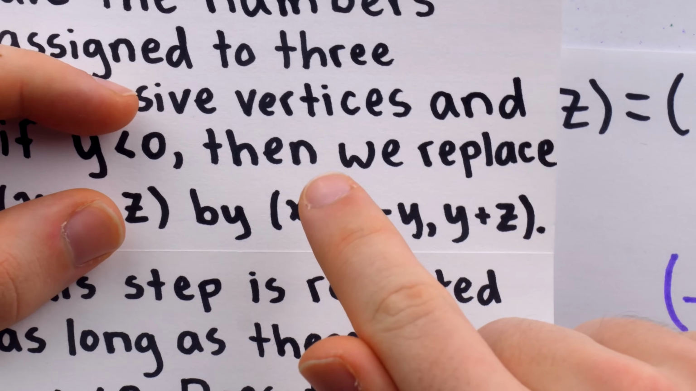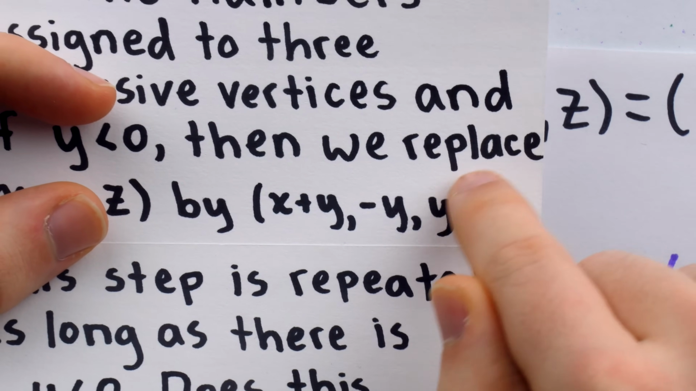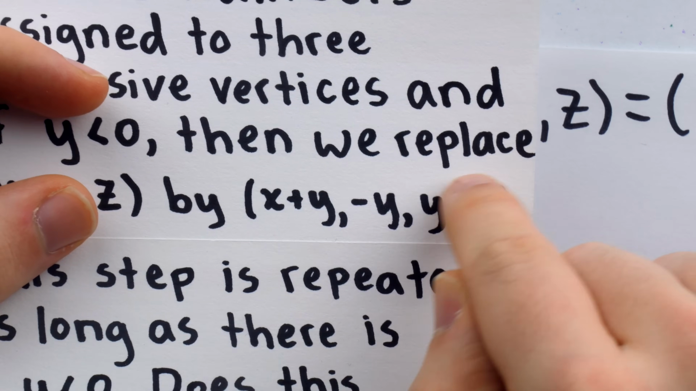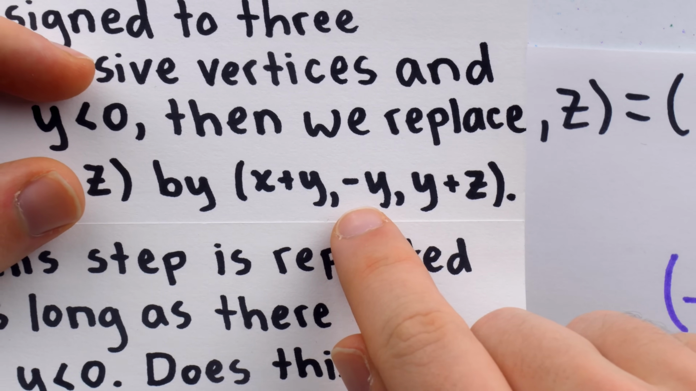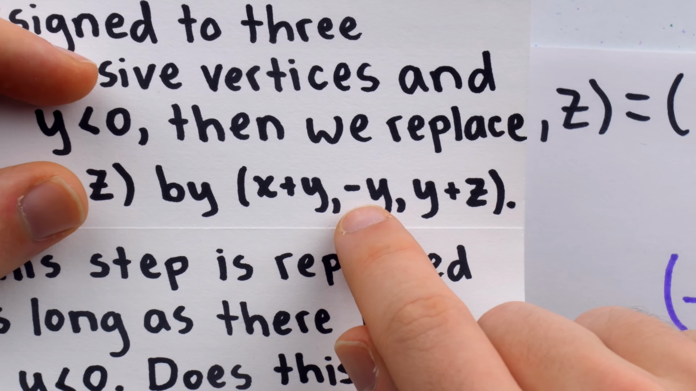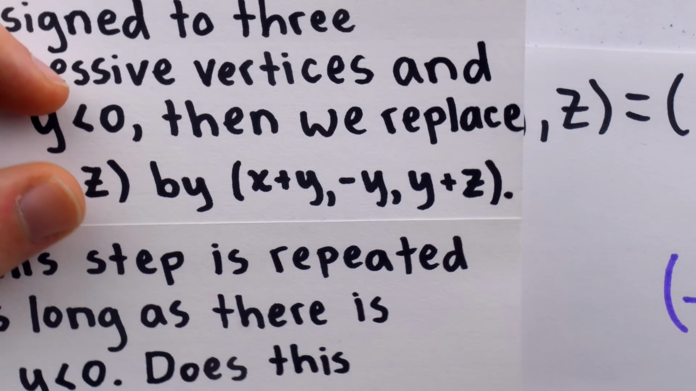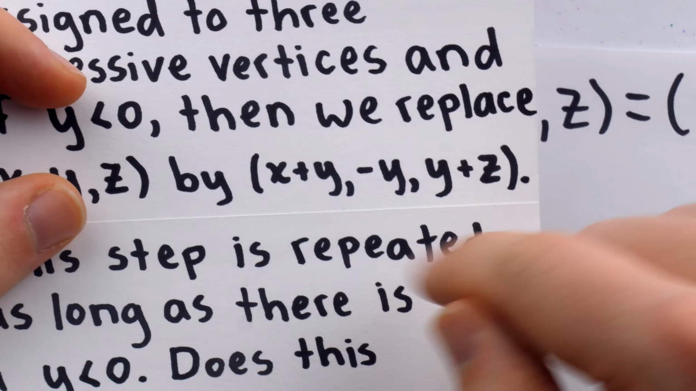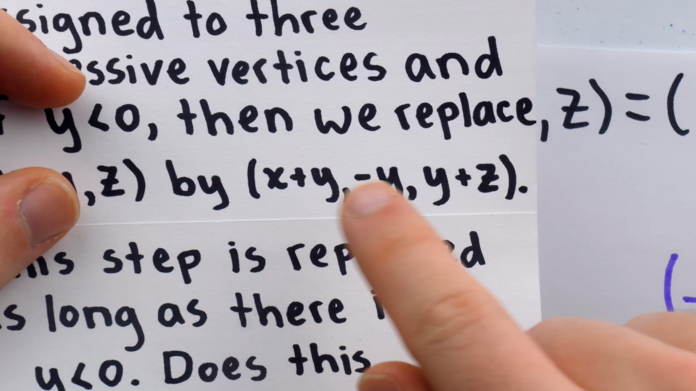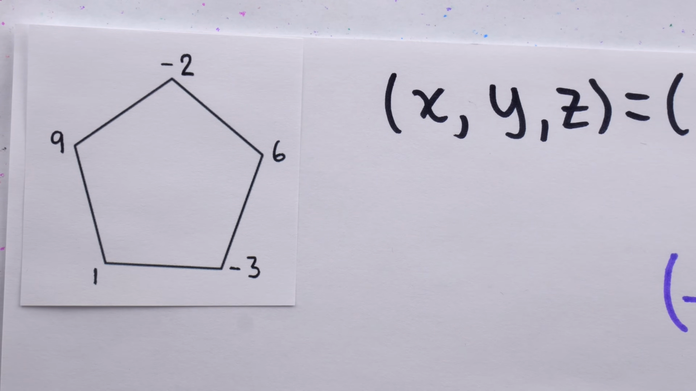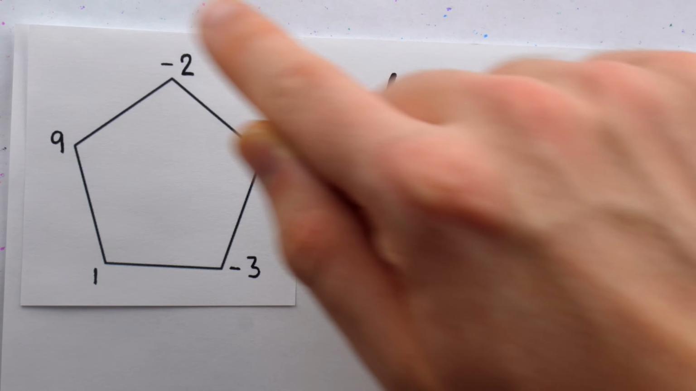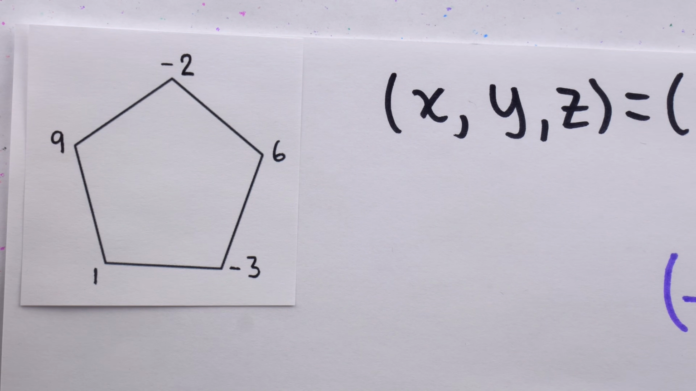Because notice, the change we're making is adding 2 copies of y, because y gets added to x and y gets added to z. But then where we did have y, we now have negative y, which is the same as subtracting 2 copies of y. So each time we carry out a step of this algorithm, we're adding 2y and subtracting 2y. So the sum actually doesn't change. You can verify adding these 5 numbers together, it is still 11 in this case.